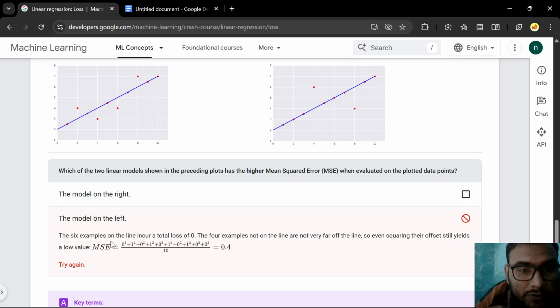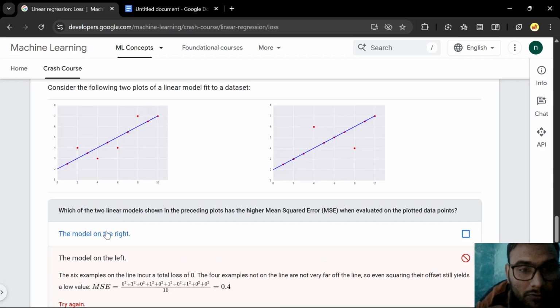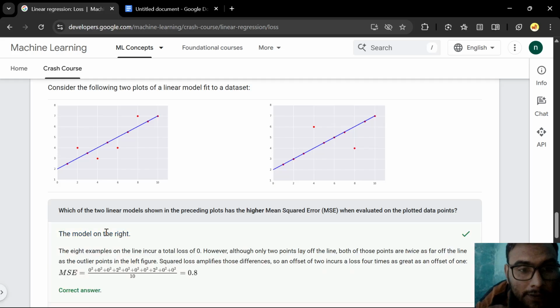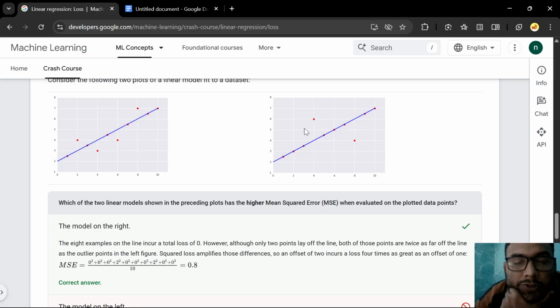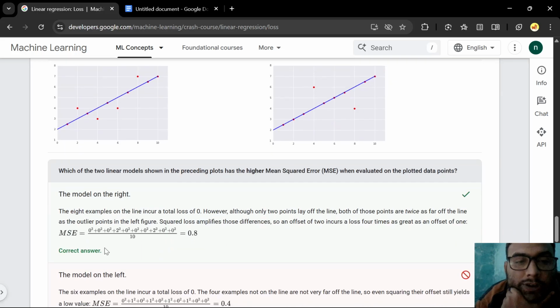The six examples on the line incur a total loss of zero. The four examples not on the line are not very far off from the line. How do we calculate the mean squared error? We take each of these data points, square them, and take an average.